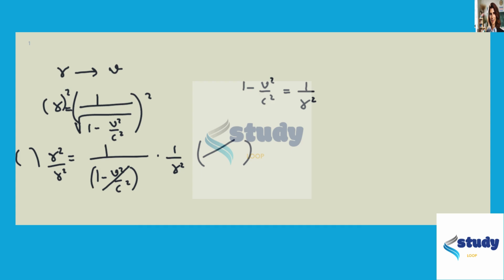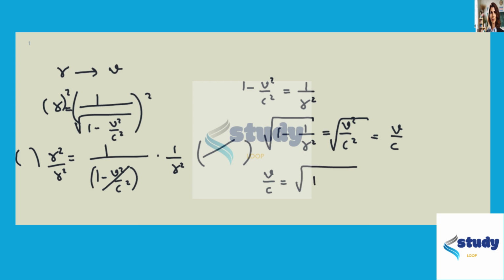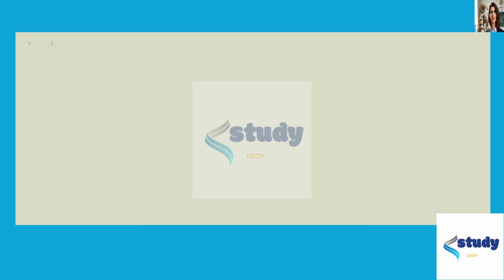Now, let's try and isolate v over c. In order to do that, 1 minus 1 over gamma squared is going to be equal to v squared over c squared. And if we take the square root of both sides, what we have is v over c. Now we know what v over c is. We're going to keep using this equation several times in order to answer the parts of the problem. Now, keeping this equation in mind, let's go to the next page.